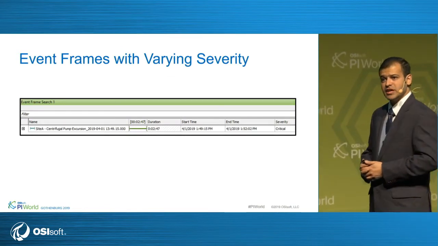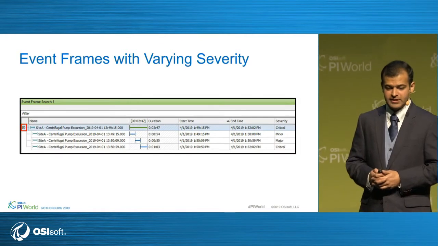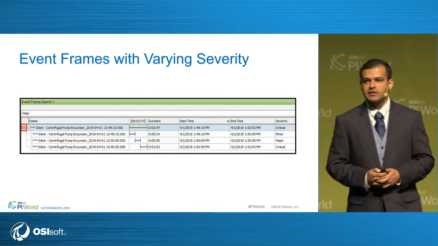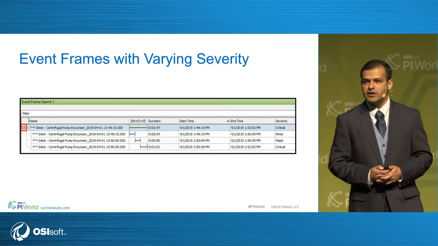Let's talk about event frames with varying severity. If you look at the screen closely, you can see on the right corner a severity column where you're seeing critical, minor, and major.